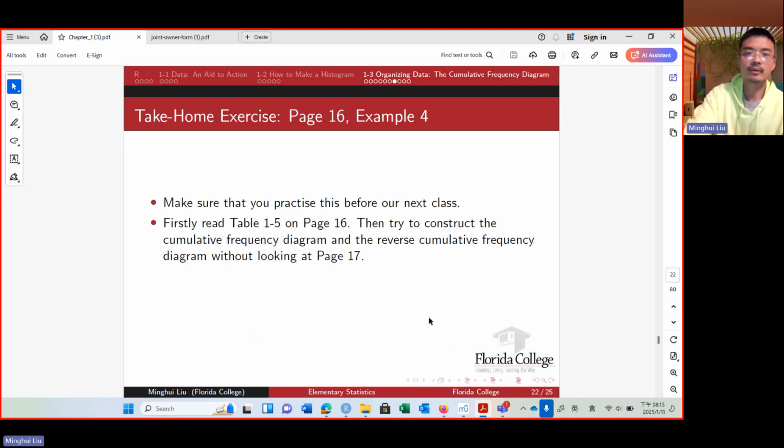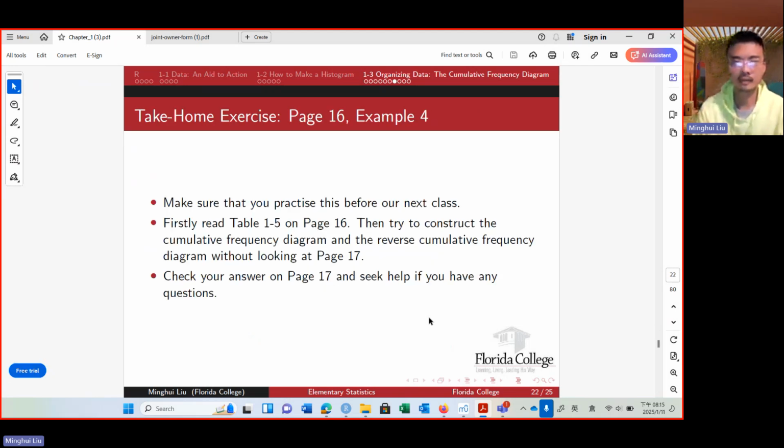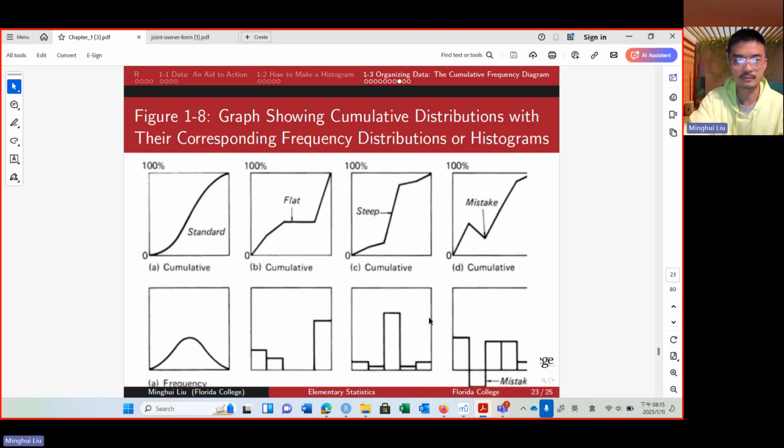All right, so I'll encourage you to spend some time doing this exercise at home. This is example 4 on page 16 of the textbook, and make sure that you practice this before our next class. And let's talk a little bit about the connection between the histogram and the cumulative frequency diagram.